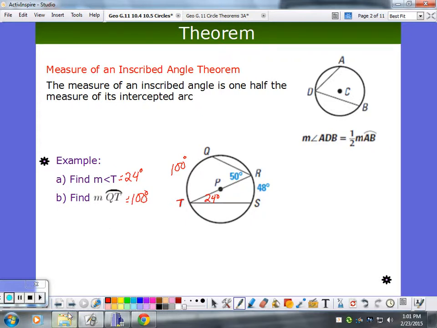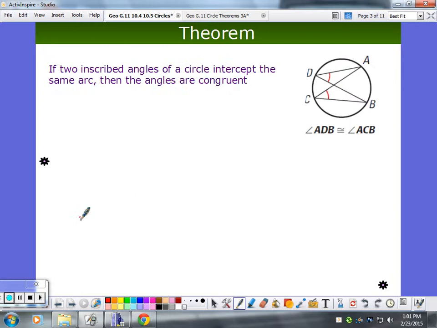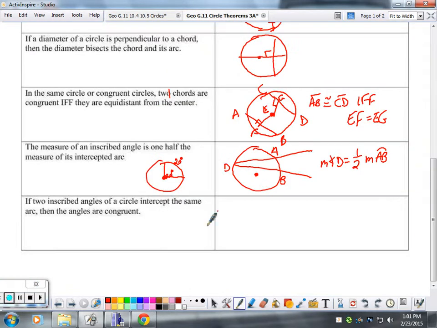Let's see, what's next? Okay, this theorem I like only because I think it's very intuitive. This theorem says that if two inscribed angles of a circle intercept the same arc, then the angles are congruent. All right, let's draw that picture. So you have your circle, and I've got an inscribed angle, and I've got another inscribed angle.